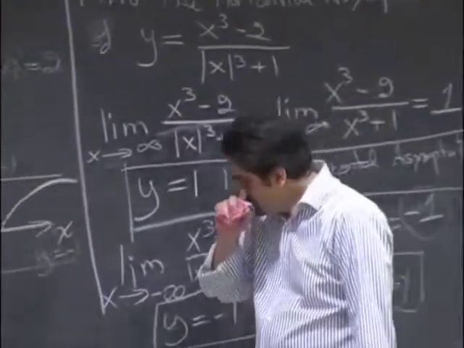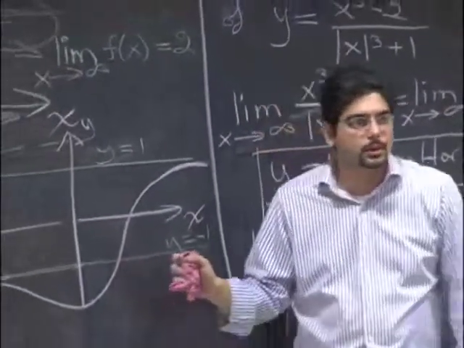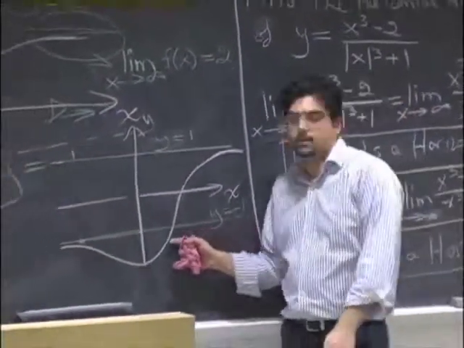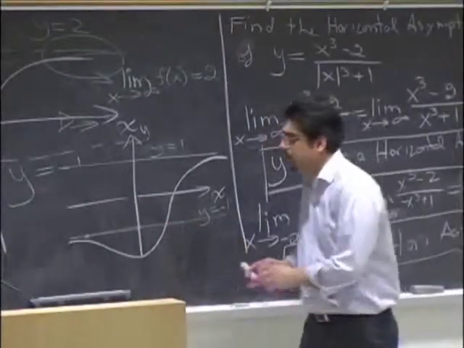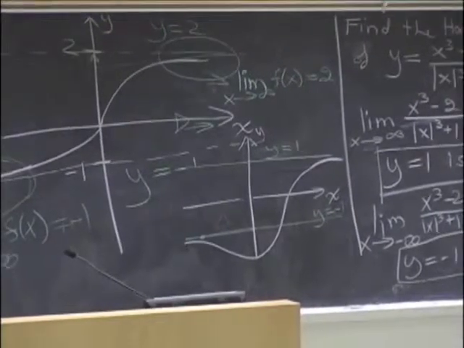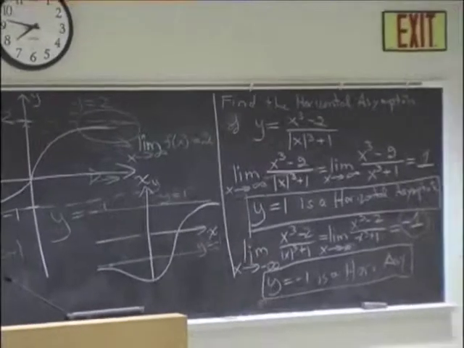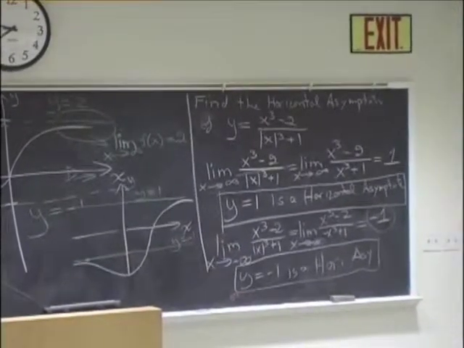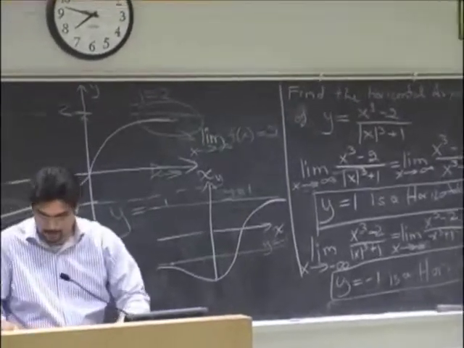In previous classes, there's a misconception that your graph can't cross an asymptote. That's false. Okay? It can cross horizontal asymptotes.